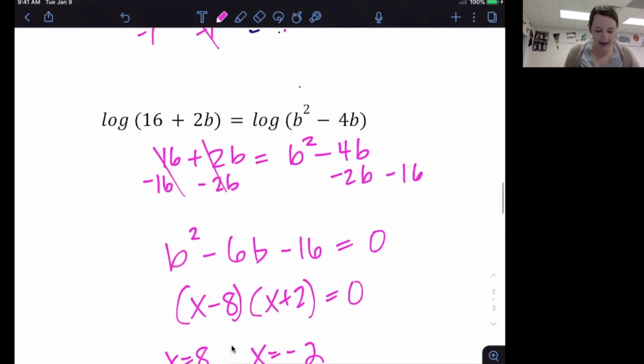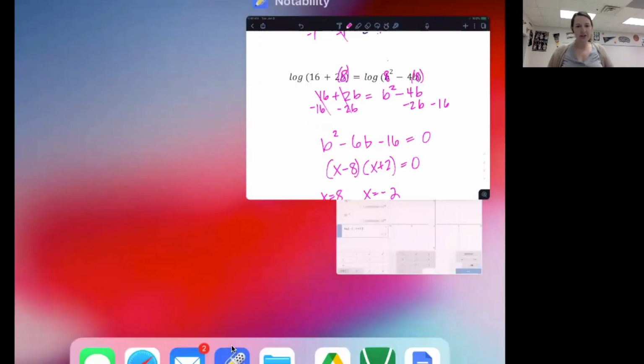So if I plug an 8 in right here, I have 16 plus 16, which is 32. And then if I plug an 8 in over here, I've got 64 minus 32. So that also gives me log of 32.